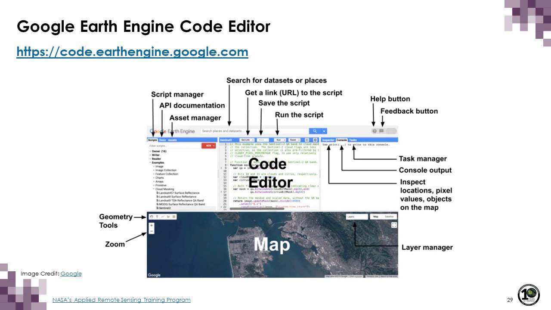Once you have an account, this is what the Google Earth Engine code editor looks like. You can see that there are different windows in this interface. You've got the actual code editor. You can save it. You can search for data sets. There's a help button, task manager. There are many different options as explained here.